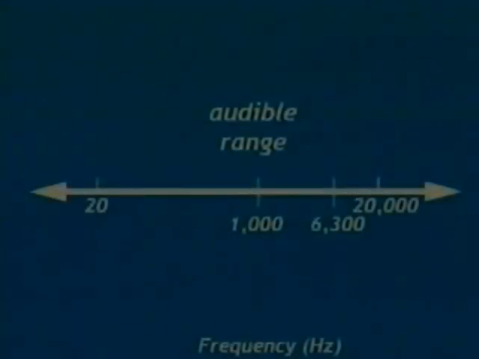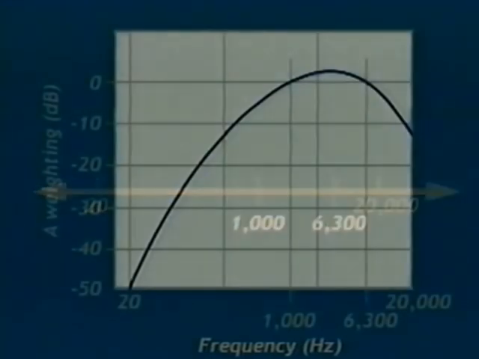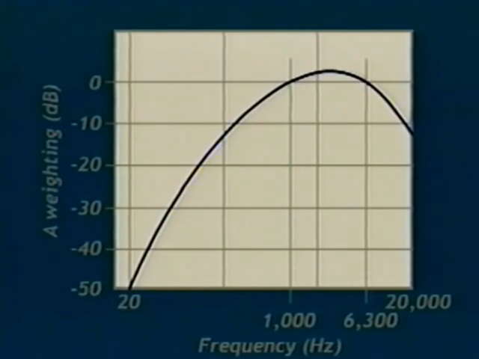We can also look at human perception of sound according to frequency. Remember from before that the audible sound range for humans is from 20 to 20,000 hertz. This is shown plotted on a logarithmic scale. Even though perfect human hearing lies in this range, we do not hear equally well at all frequencies. Earlier it was stated that human hearing is most sensitive in the range of about 1,000 to 6,300 hertz. To describe sound levels in a manner which closely approximates normal human hearing, the actual sound level measurement is modified by applying A weighting.